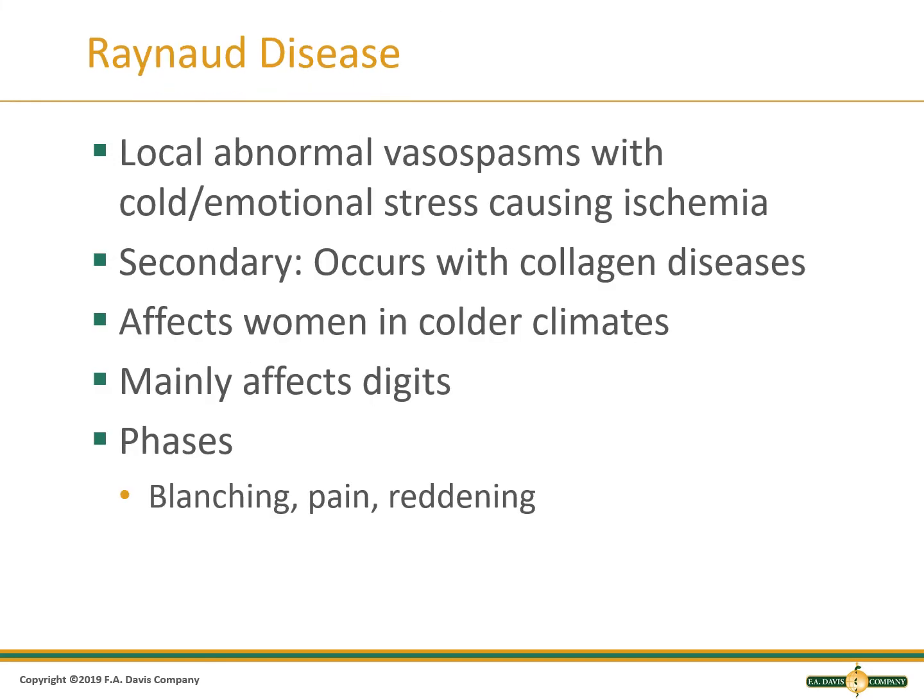Raynaud's disease is a local overreaction by the blood vessels that results in vasospasm, primarily in the digits when exposed to cold or emotional stress. The abnormal vasoconstriction in the small arteries in the digits reduces arterial blood flow. This can also affect ears, nose, and lips. Primary Raynaud's disease does not occur due to another disorder. Secondary Raynaud's disease may be seen with collagen diseases such as rheumatoid arthritis, scleroderma, systemic lupus erythematosus, and endocrine disorders. Women who live in cold climates are more often affected.